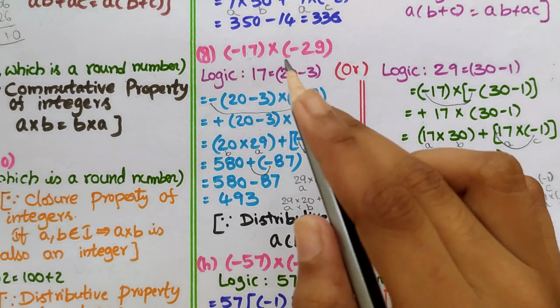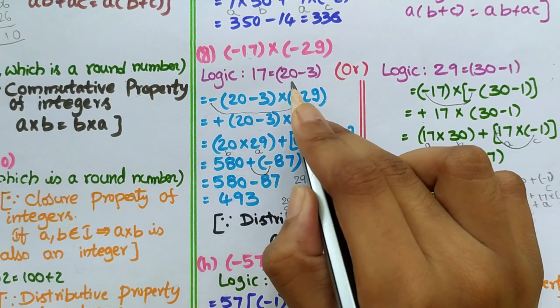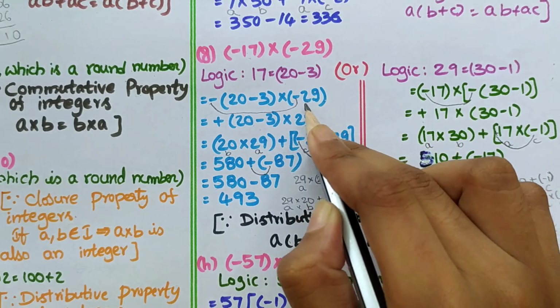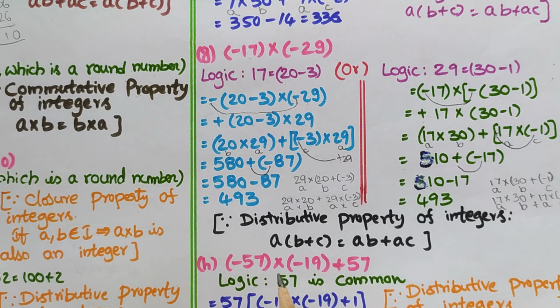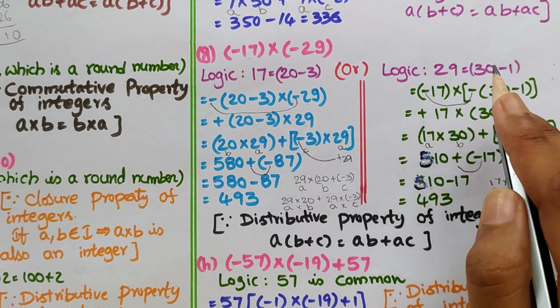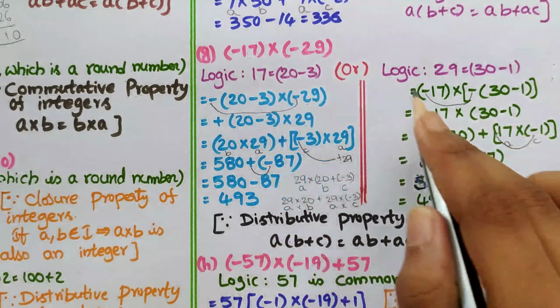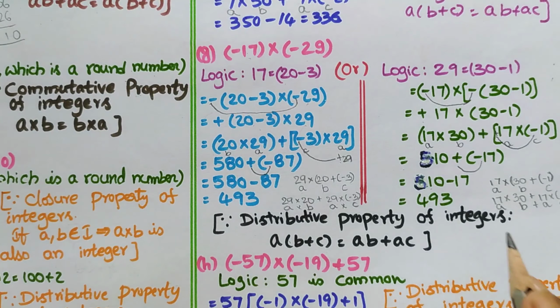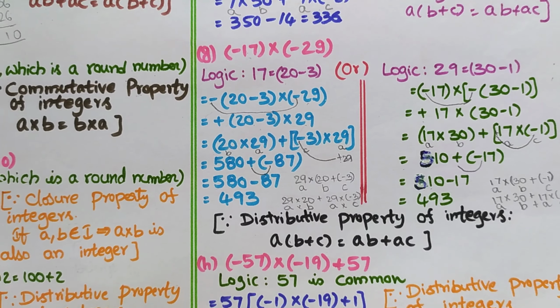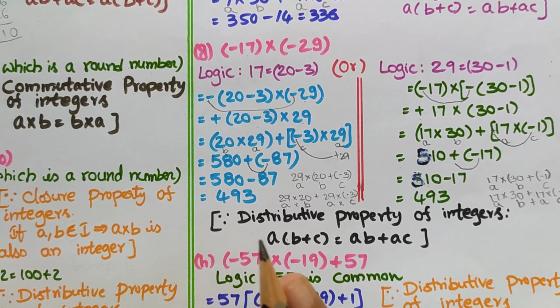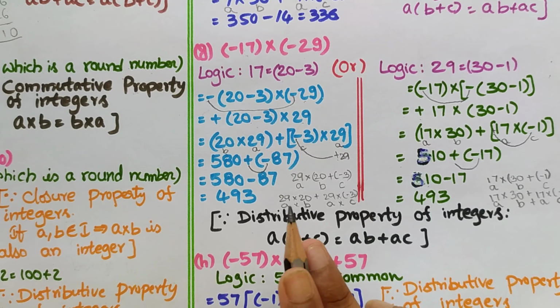So when we take 17 as 20 minus 3 and maintain minus 29 as it is, we get 493. And when we take 29 as 30 minus 1 and maintain minus 17 as it is, we get 493. So they both are equal. Now you can follow whichever method is easy for you. Is it clear, friends?